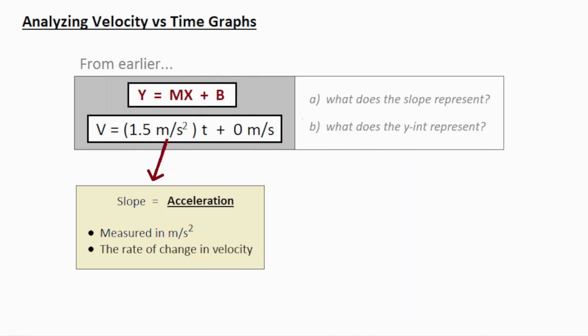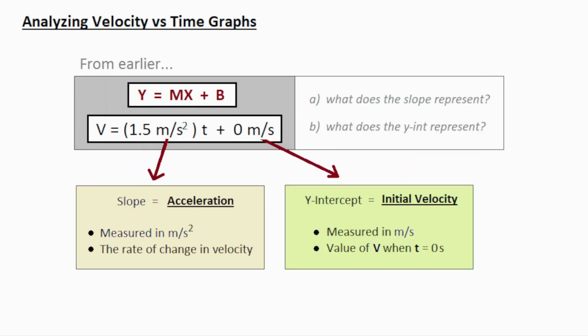It is measured in meters per second squared, and it represents the rate of change in the object's velocity. The y-intercept is equal to the initial velocity. It is measured in meters per second, and it represents the value of velocity at the beginning of the problem, or when time was equal to 0 seconds.